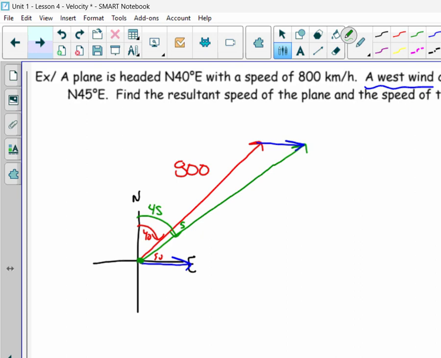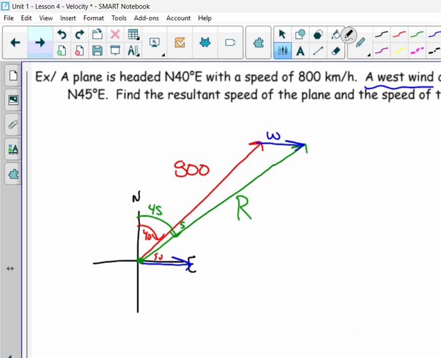Okay, what do we want to do? Find the resultant speed of the plane. So we're still trying to find r. And we're going to have to find the speed of the wind. Okay, different kind of question this time. So I can't do exactly what I did last time because I don't have exactly the same information, but I can look for that C pattern again.